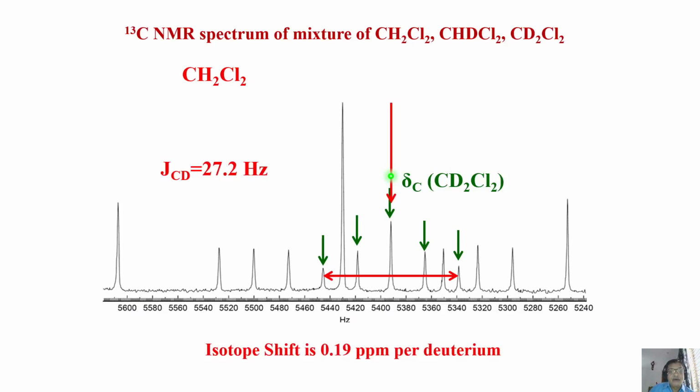Now, the isotopic shift is 0.19 ppm per deuterium. One deuterium it is here. If I have 2 deuterium here, if there are 3 deuterium here, it keeps on changing. So what does it tell you? I also told in the morning, by the substitution of a heavy atom, the peak shifted to the high field. This is one of the concepts you should remember. Just by substitution, it shifted to the high field.